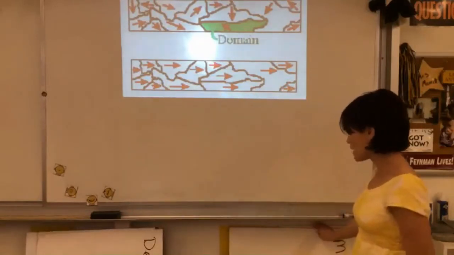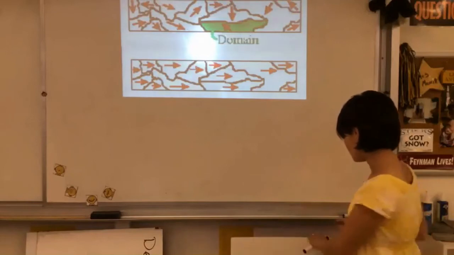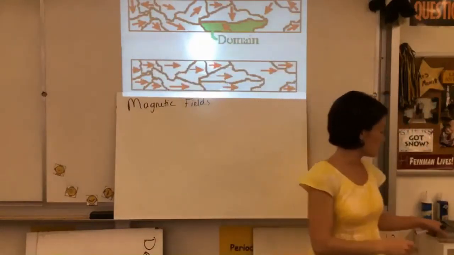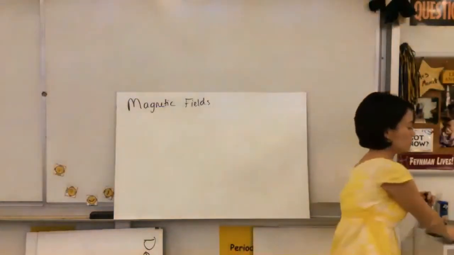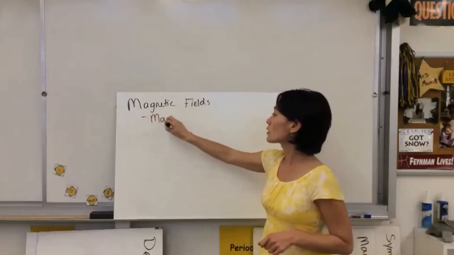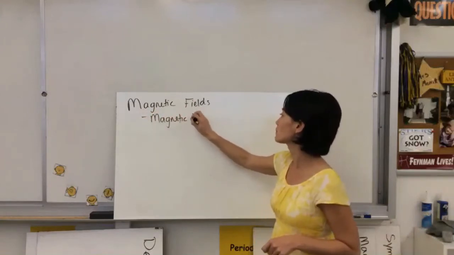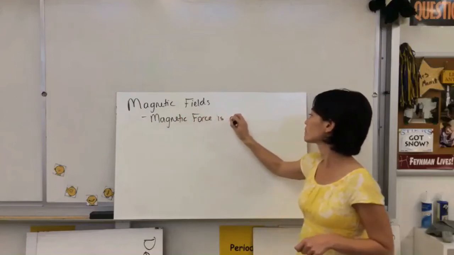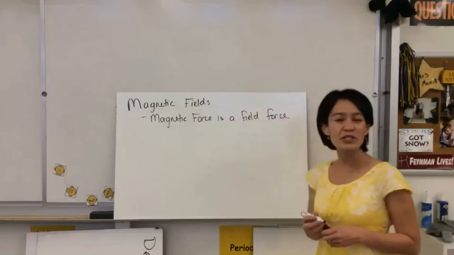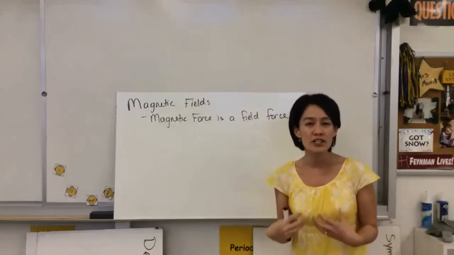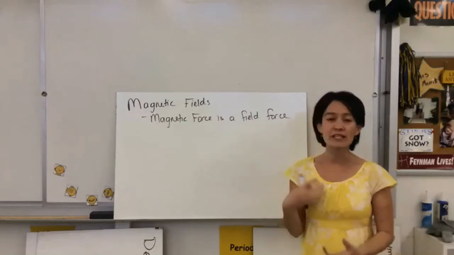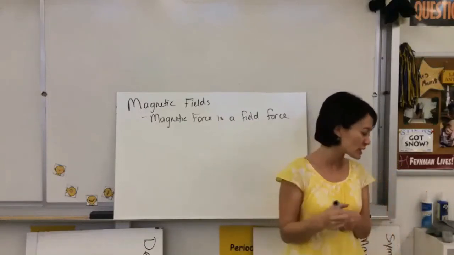Looking at the idea of how magnets interact. Magnets interact with a field. I'm going to turn the projector off. So magnetic force is a field force. It's one of the 3 field forces we studied, which means that the magnets or the magnetic materials don't actually have to be touching each other. They just have to be within each other's fields. So that's where we're going to really start looking at this idea of a magnetic field and which way it's pointing, etc.